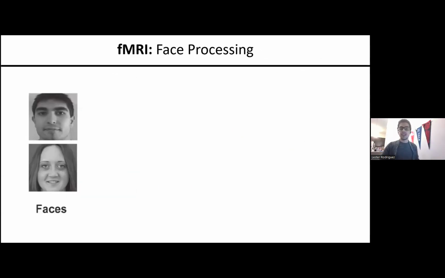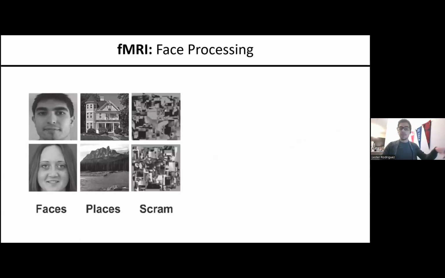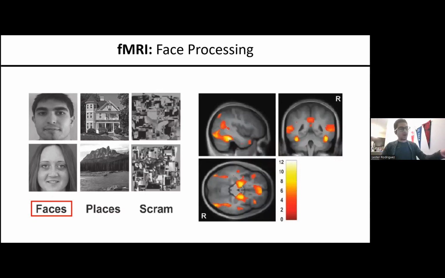So here's one study where they showed people pictures of faces, pictures of places like houses or this sort of canyon or mountain, and also scrambled pictures that are completely nonsense. And the question they asked is, do I find any areas in the brain that activate when we look at faces? And they found some. All these areas here activated when they looked at faces, right? And that's how these studies work.